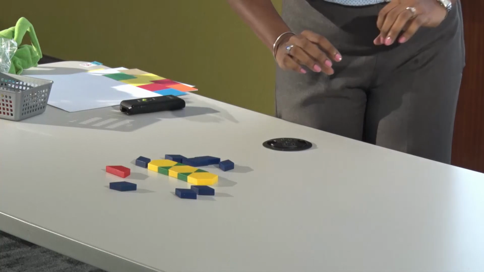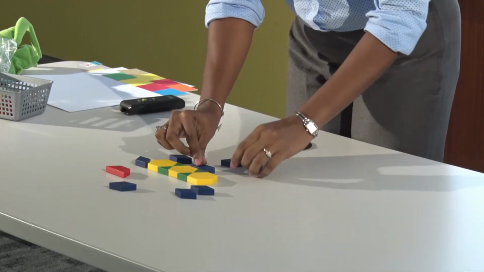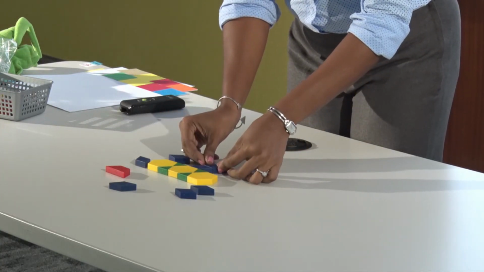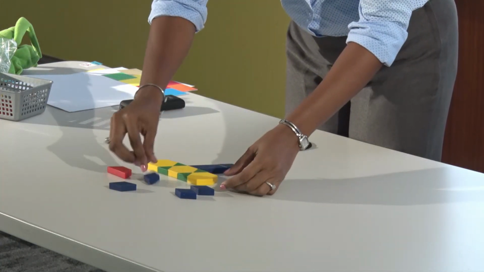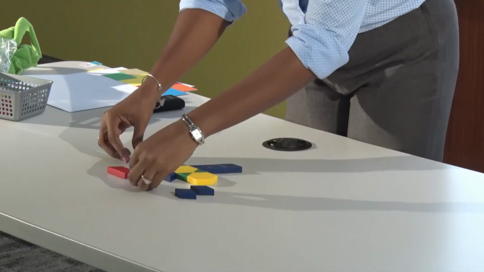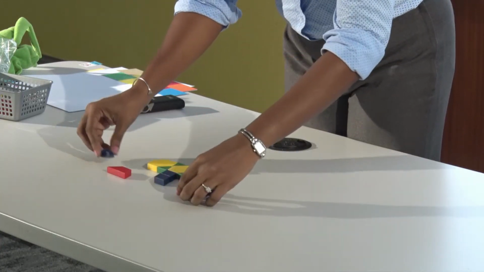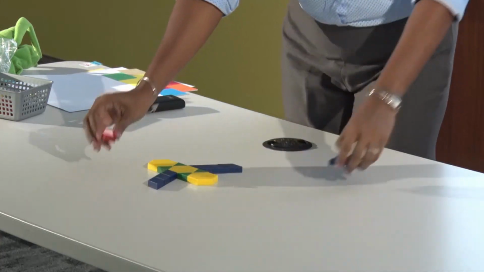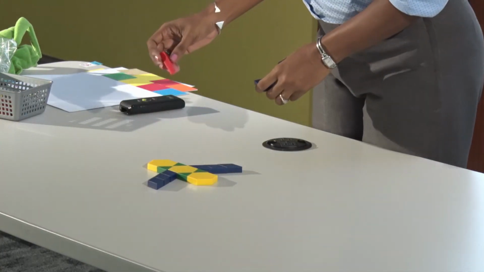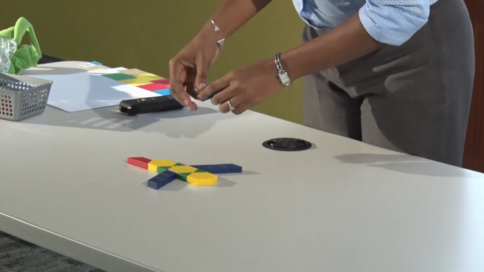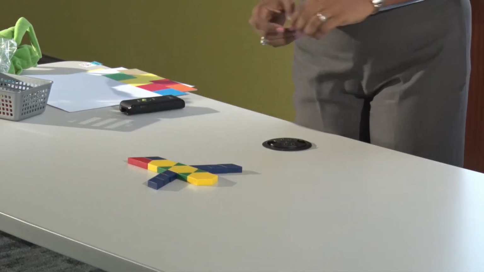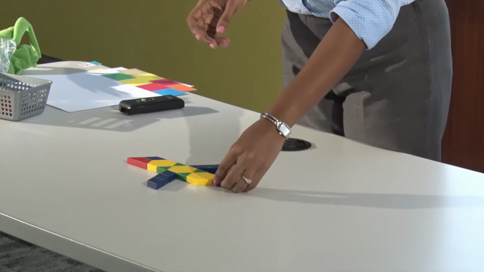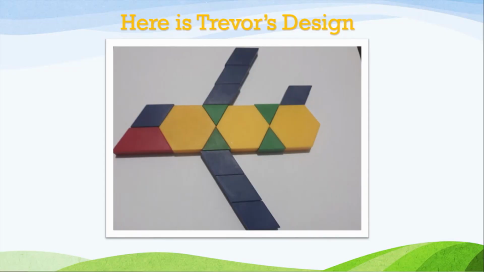And then I'm going to do the wings. The front of the plane. And of course, the tail. So here's our design of our airplane.